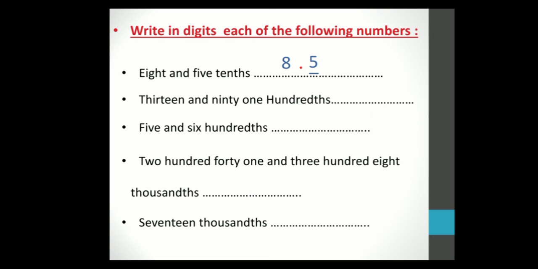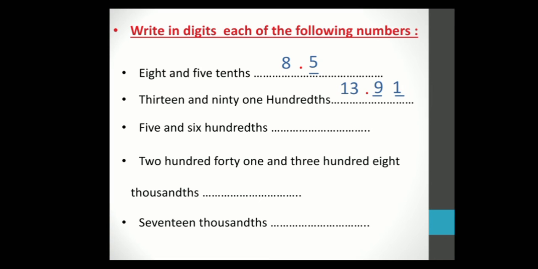Second one, it's 13 and 91 hundredths. Yes, first I write 13, and then the decimal point. But he needs 91 hundredths, so I need 2 digits after the point. And after the point in the decimal part we have 91. So I write 91.